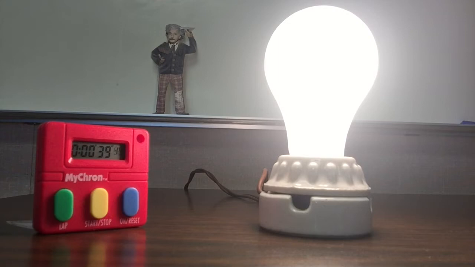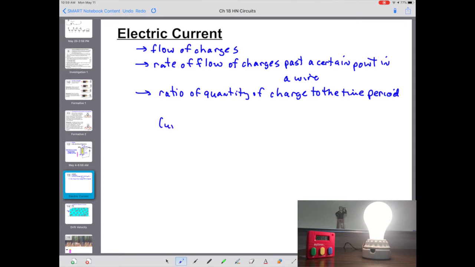Let's pause for a second to check our light bulb and our timer. We're at about 40 seconds, and still not a single electron has made it from the outlet to the filament of that light bulb. So then in symbols, current is symbolized with an I, charge is a Q. This is a change in charge, delta Q, over time, delta T. So then your equation to be able to calculate electric current: I is equal to delta Q over delta T.